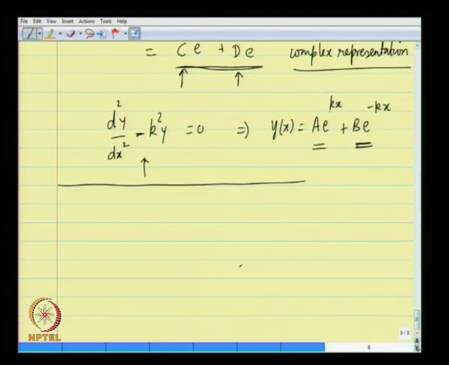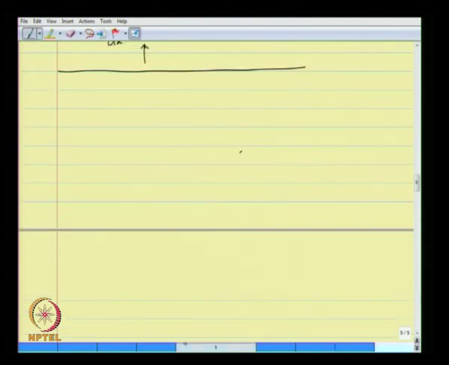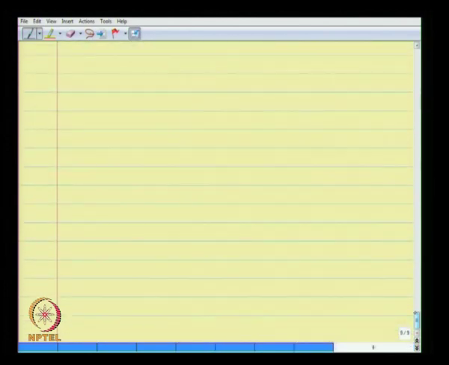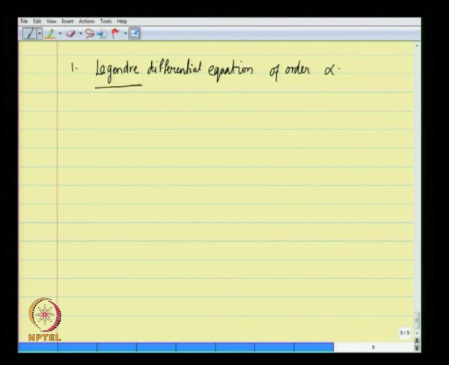Now, the type of equations that we will study in this course are the following equations. Okay. One, the Legendre differential equation of order alpha, and this is a special equation solved by obviously the legendary Legendre: 1 minus x square d square y by d x square minus 2 x dy by dx plus alpha into alpha plus 1 y is equal to 0. In this course, I will not solve this equation, but it is important in physics and in mathematics.